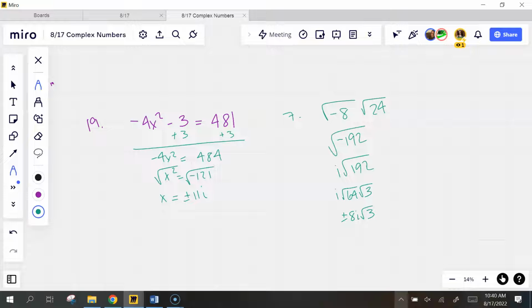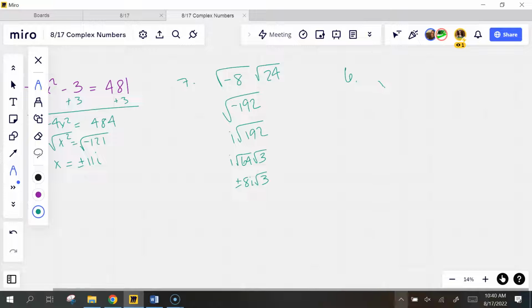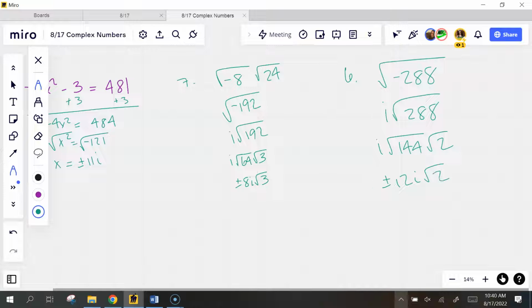All right, what else on your homework? Oh, we can do number 6. I have a quick one. I've got the square root of negative 288. I go ahead and pull out the i every time. What'd you say? 144. 2 and 144. Sullivan, if you didn't take the biggest one, that's okay, because then you just break it down again at the end. You should come back to what we get here, which is 12i root 2. Is that what you got?